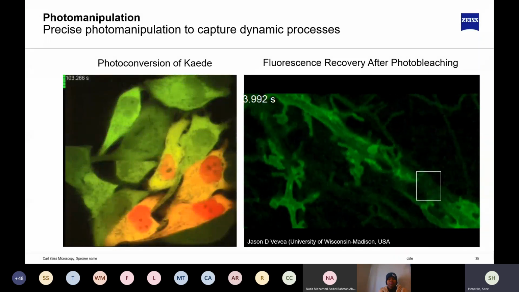On the left-hand side, this is a FRET experiment. On the right-hand side, this is a FRAP experiment, fluorescence recovery after photobleaching. So here we bleach an area of interest, and then we track how long it takes for the fluorescence signal to move from adjacent areas back into that area. So here you can actually look at protein movement over time. And this is all possible with a fluorescence LSM confocal microscope.